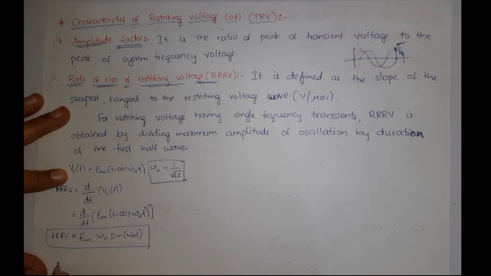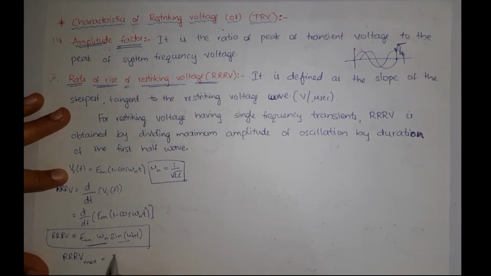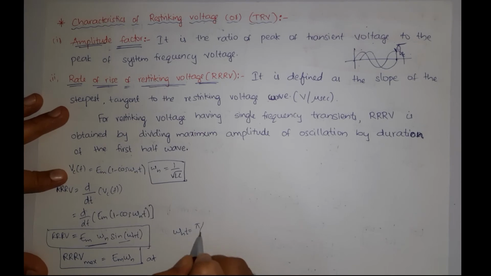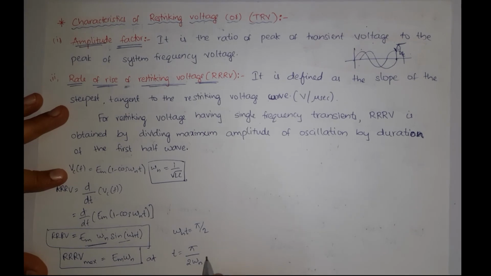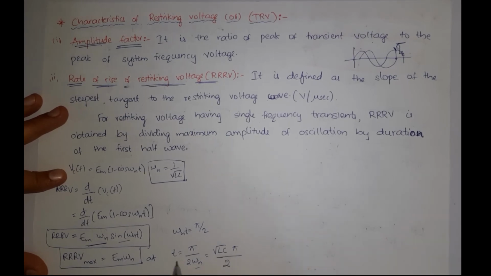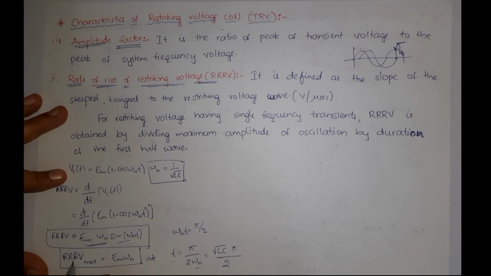So coming to the maximum value, RRRV max, the maximum value of sine omega n t is 1. So it comes to Em omega n, right? So where does it happen? Omega n t is equal to pi by 2, where t is equal to pi by 2 omega n, where omega n is 1 by root LC, so t is equal to pi by 2 root LC. At this instant of time, the maximum rate of rise of restriking voltage is appearing, right?